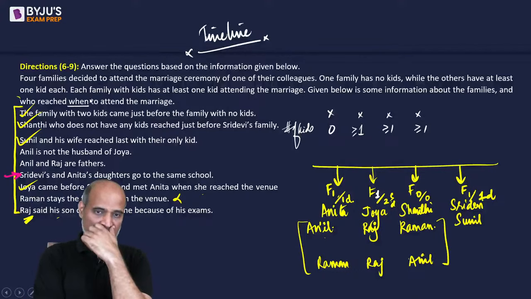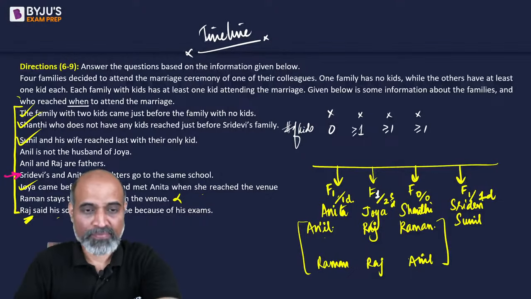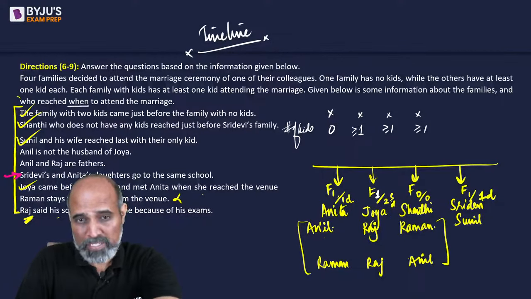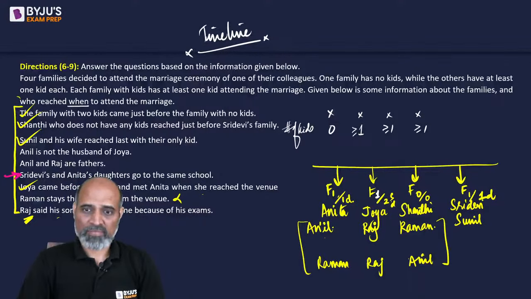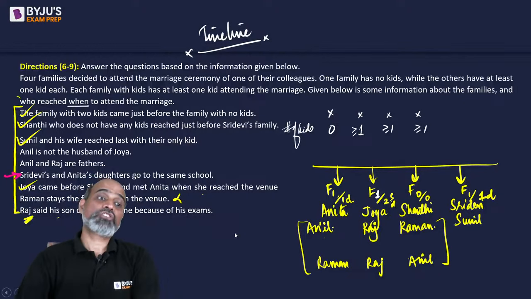Raman stays farthest. Does it have to do anything with... hold on. Okay, so there is no part missing? Anil and Raj are fathers, so Anil cannot be the husband of Shanti. Why, Angela? Okay, sorry.